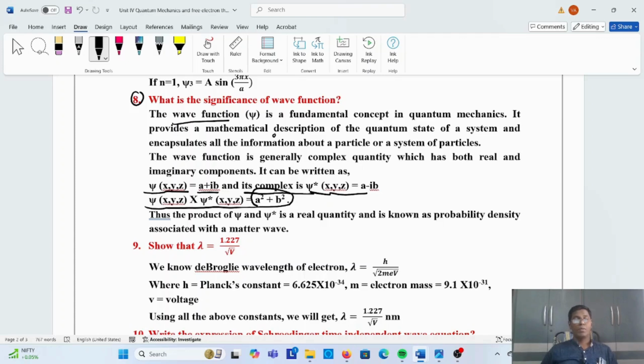Multiplying a plus ib with a minus ib, applying the (a plus b)(a minus b) formula, we get a into a, a square, plus a into minus ib, then i square into b square. We already know from lower classes that i square is equal to minus 1. Therefore we get a square plus b square. That means the product of psi and psi star is a real quantity. It is known as the physical significance of the wave function.